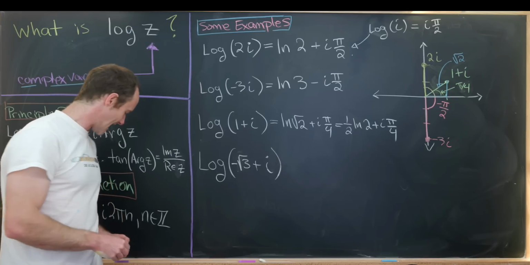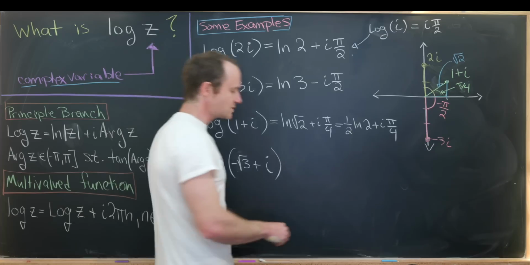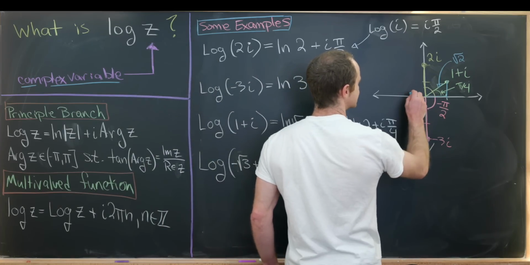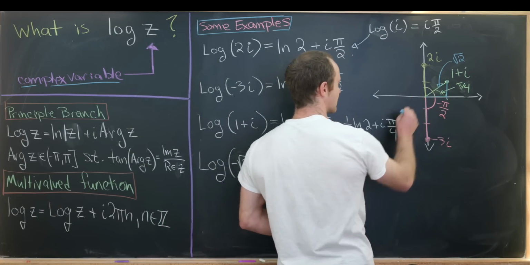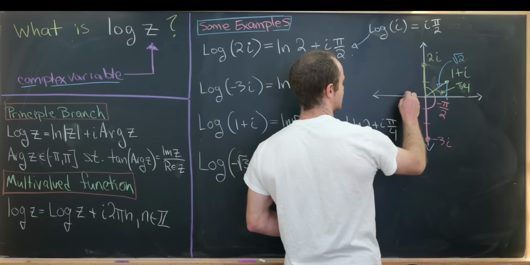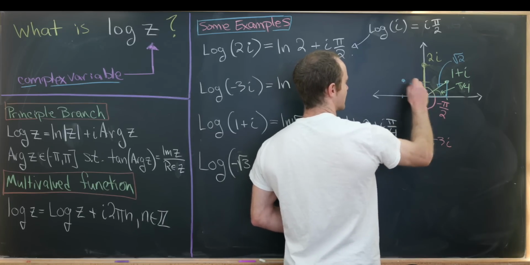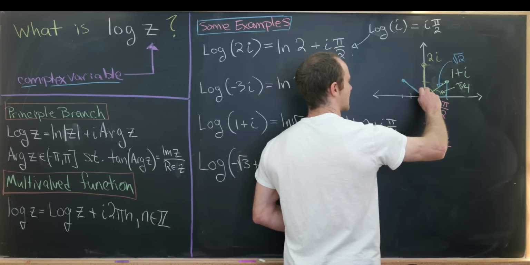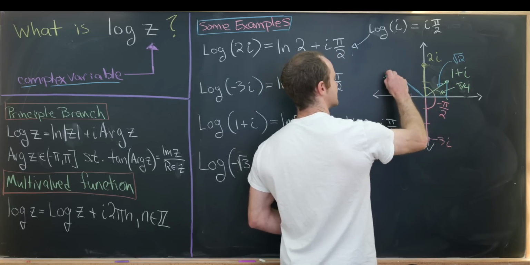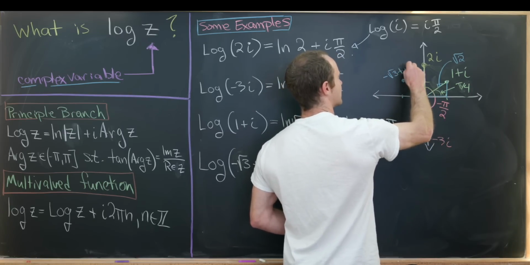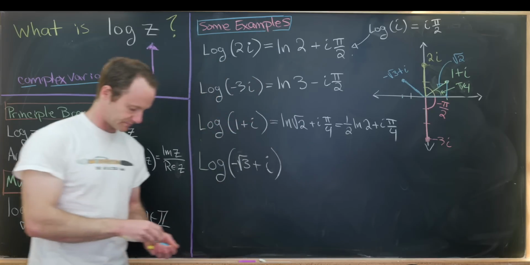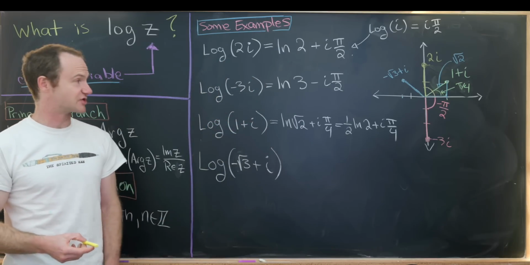So where is that going to be? Negative square root of 3 is going to be a little smaller than negative 1, so that's out here. And then plus i, that'll be right about here. So this will be our number that we're looking at now: negative square root of 3 plus i. Great. So now we need to make some measurements from there.